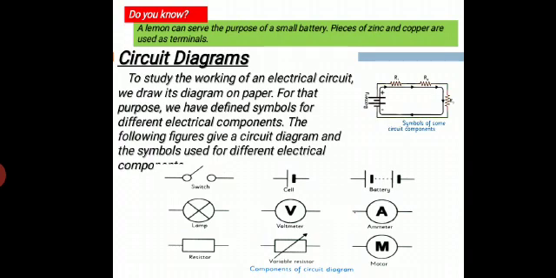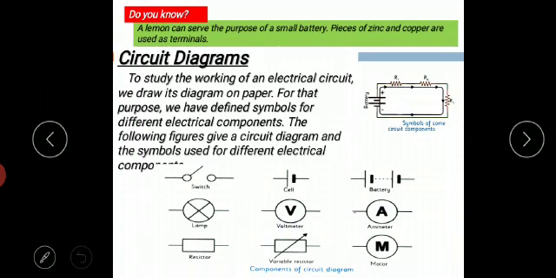Okay, circuit diagram. To study the working of an electrical circuit, we draw its diagram on paper. For that purpose, we have defined symbols for different electrical components. The following figures give a circuit diagram and the symbols used for different electrical components.